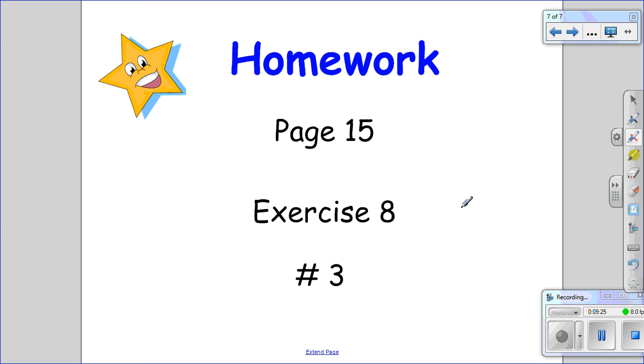And just to practice, page 15, exercise 8, number 3. Good luck.